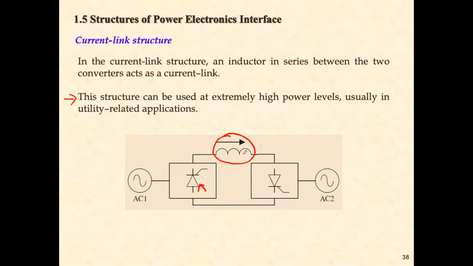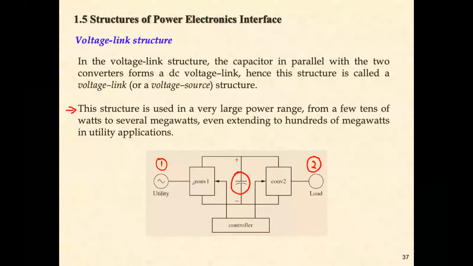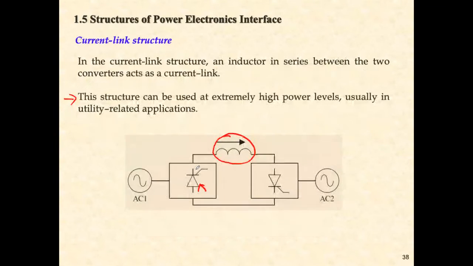So back to here, this is a current link structure. We can use this kind of connection to differentiate between the voltage link structure and the current link structure. Here we have the inductor connected in series, and this is again a thyristor converter. Let's do a comparison again. In the voltage link structure, there is a capacitor connected in parallel between two signals, and in the current link structure, there is an inductor connected in series between two signals.